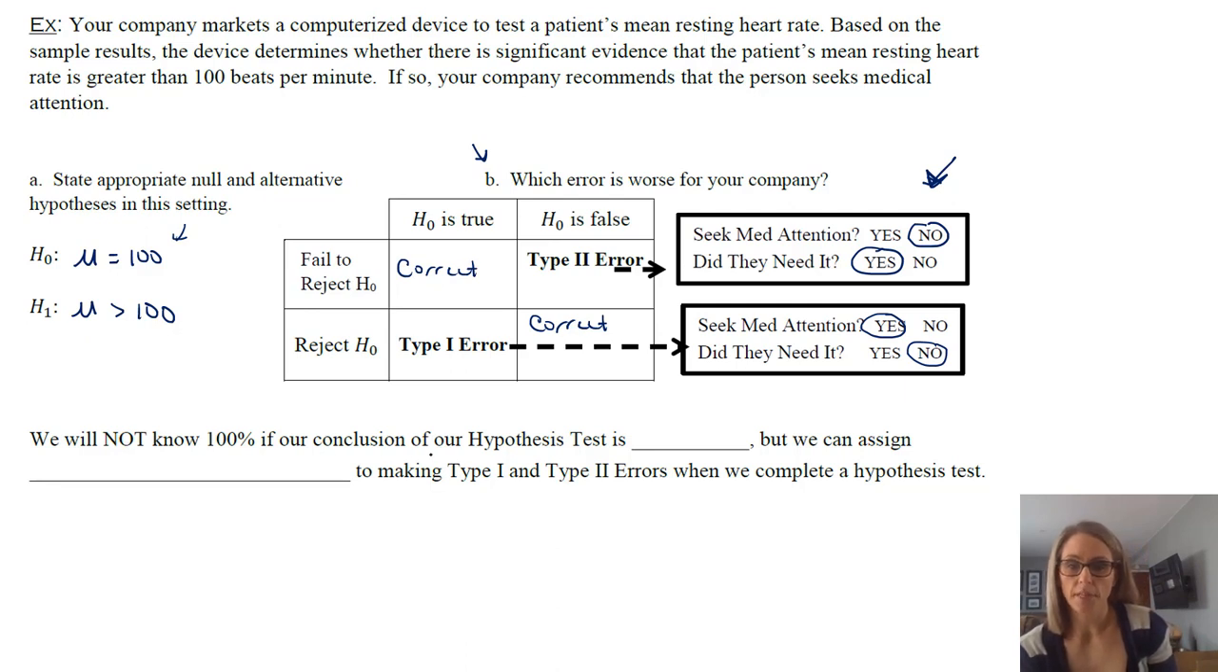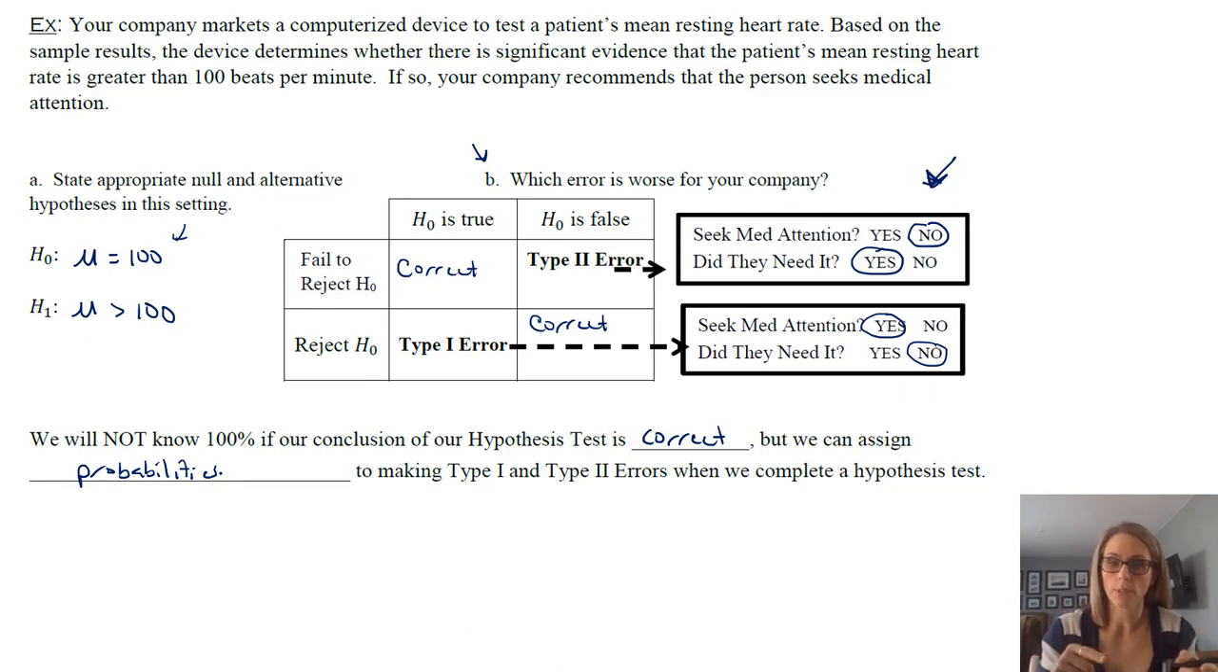So we will not know 100% if our conclusion of our hypothesis test is correct. We'll never know. It's all based on sample data. But the whole thing here is that we're going to assign probabilities to making the type 1 and type 2 errors when we complete a hypothesis test. So depending on which one is more scary, we can choose that alpha that we're going to use, which we'll use in 8.2.